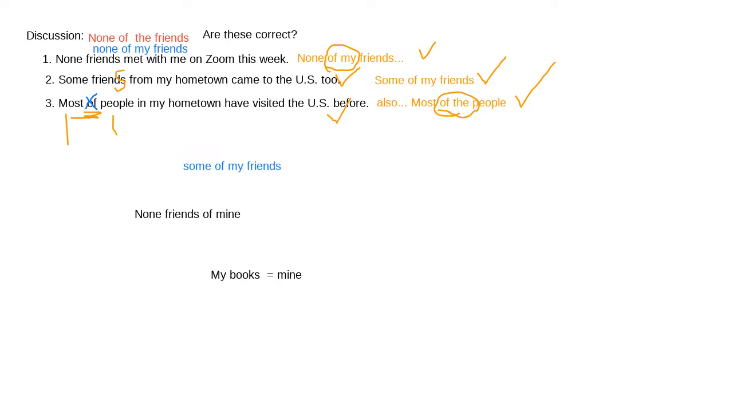Okay, and this is what I want to point out too. None is a little different from some and most, okay? Because with none, we cannot say none people, none friends, but we can say some people, some friends, most people, most friends. We can use some and most in various ways, but none is a little more restricted. And I don't know why, it's just kind of the way it is. Let me show you in your book, and maybe this will make more sense to you.